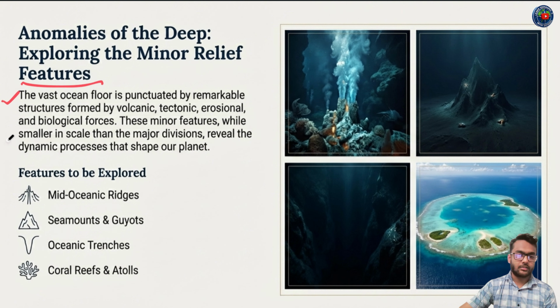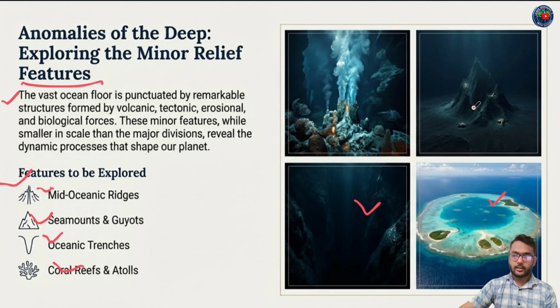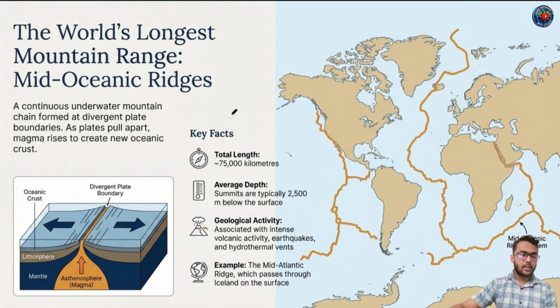These minor features, while smaller in scale than the major divisions, reveal the dynamic processes that shape our planet. Features to be explored: mid-oceanic ridge, seamounts and guyots, oceanic trenches, and coral reefs or atolls. The world's longest mountain range: mid-oceanic ridges.